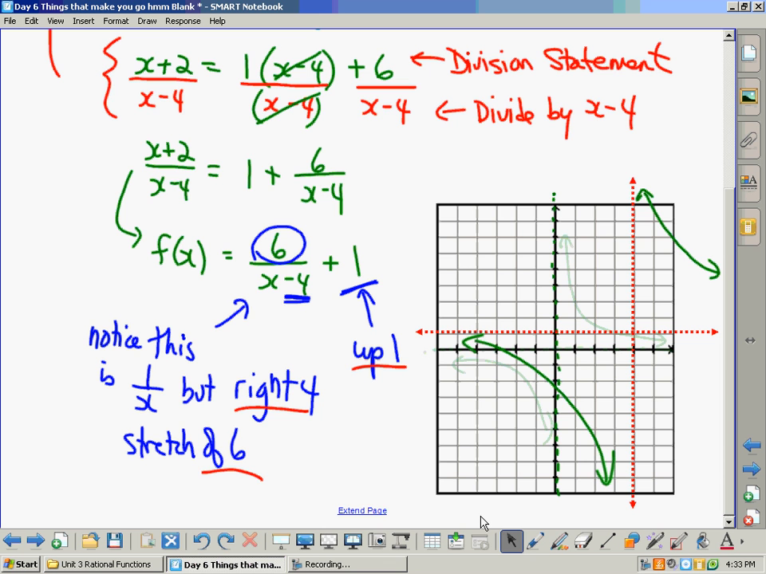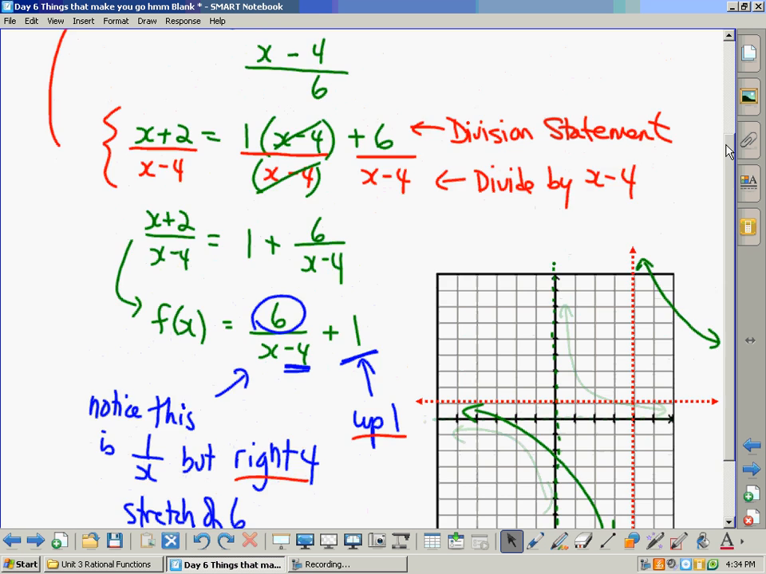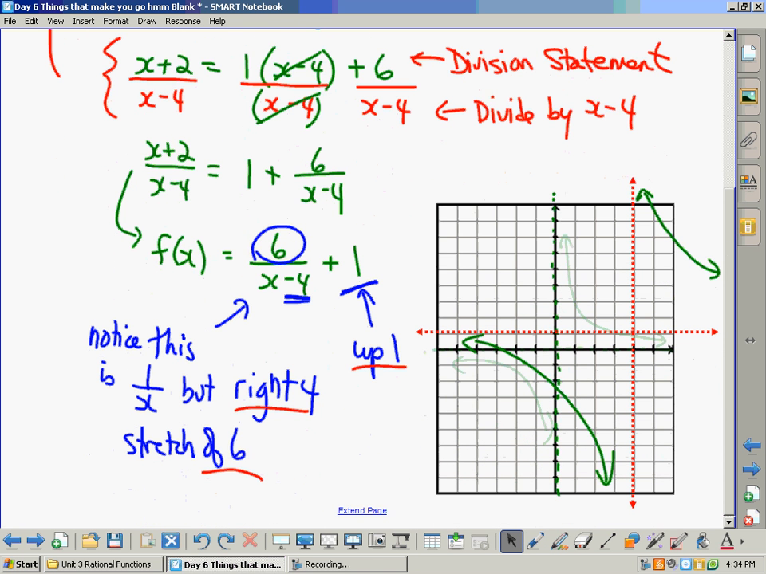Of course, it's not quite as easy when we have the other functions that have got cubics and quadratics and stuff in it, because we don't have a base function to start with. But if it just has an x in it, you could use this method, divide, get a division statement, and rearrange your whole question into something where you could just take the original 1 over x function and move it using the translations that we studied at the beginning of this year and in grade 11. So that's just an interesting thing, something to make you go, hmm.